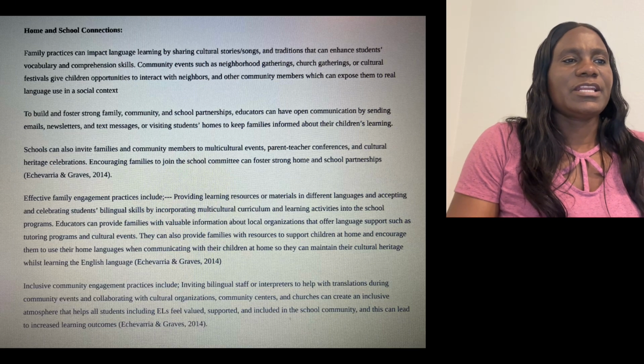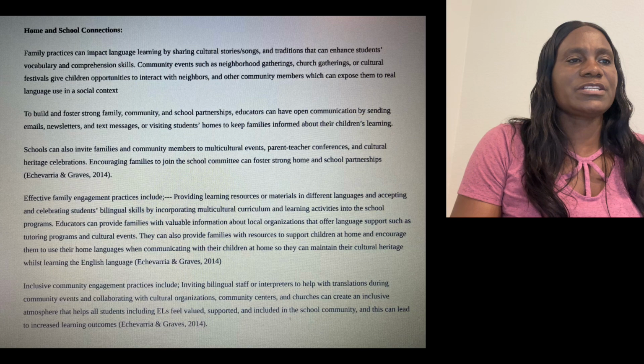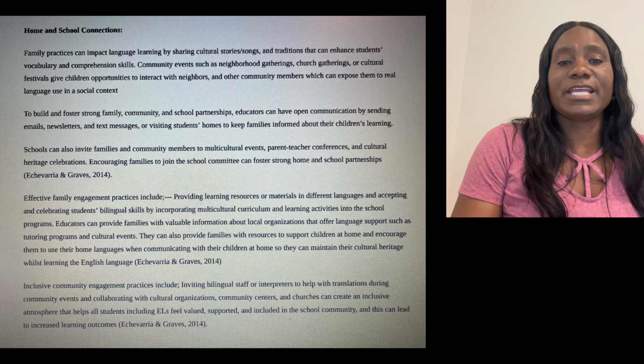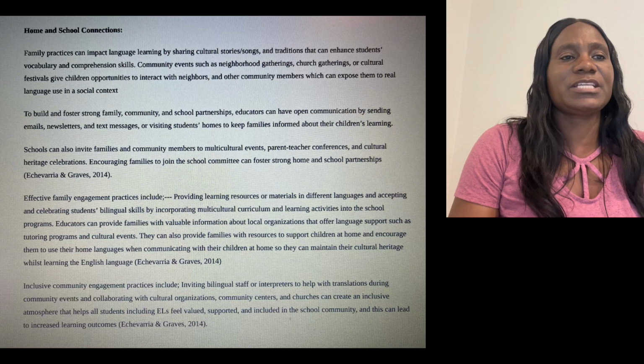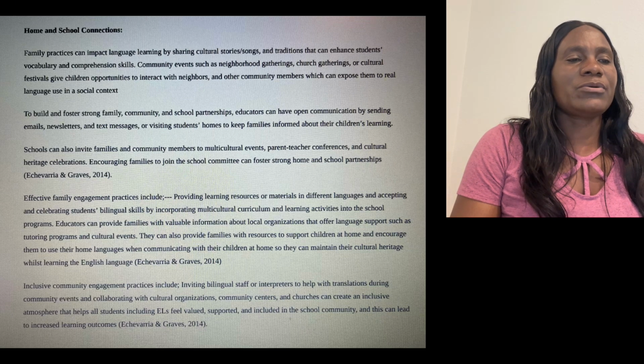In addition, effective family engagement practices include providing learning resources or materials in different languages and accepting and celebrating students' bilingual skills by incorporating multicultural curriculum and learning activities into the school programs.